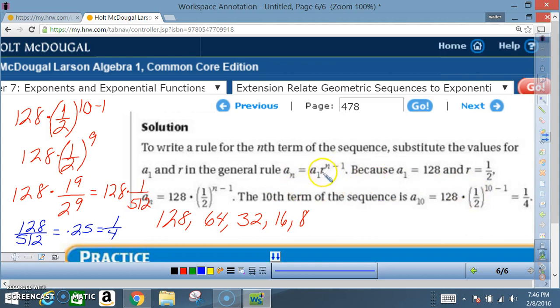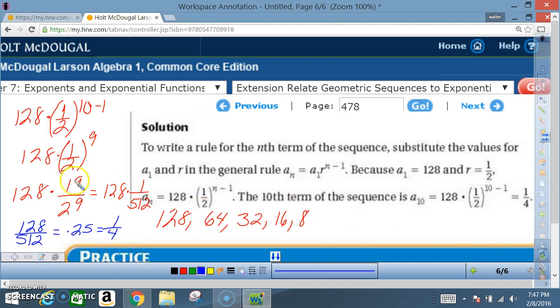All right, now, the n, that's the term we're trying to find. That's the 10th term. So right now we're at 1, 2, 3, 4, 5. This would be 6, 7, 8, 9, 10. We're trying to find the 10th term. So that's why we put 10 here, and we put 10 right there where the n is.